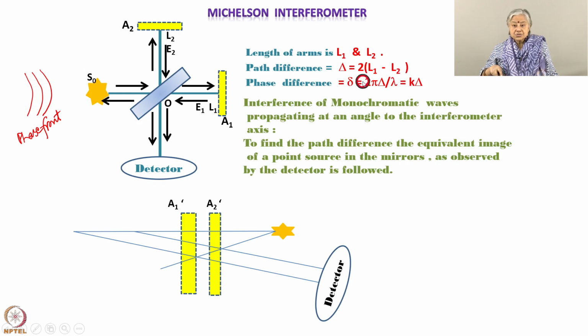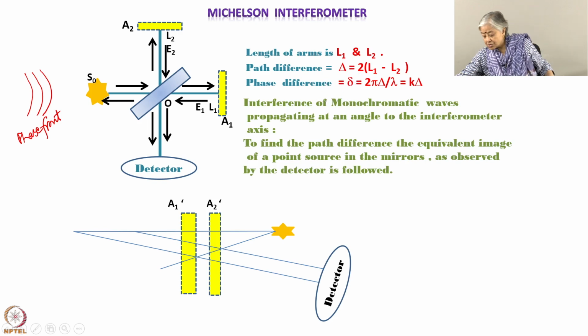Then the phase difference is obviously 2 pi delta by lambda. Delta is a path difference, so small delta is 2 pi delta by lambda, which is equal to k delta. K is the wave vector, you know. This is capital delta, this is small delta. So, this is the phase difference. I am bothered about the phase difference because my intensity depends on this phase difference.